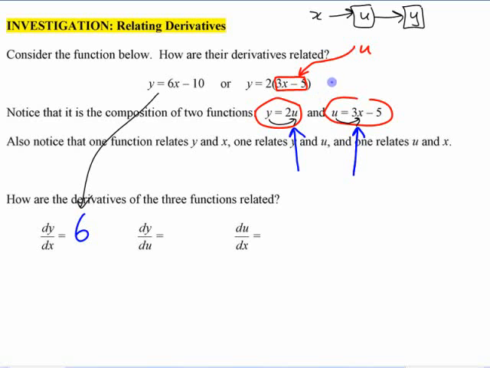This causes some kind of change, right? There's some kind of rate of change involved there. There's some kind of rate of change involved there. The derivative of y with respect to u, if u is the variable, what's the derivative of that? It's 2, right? And what's the derivative of u with respect to x? Meaning that function, what is it?